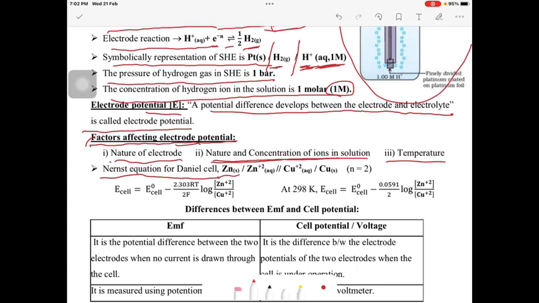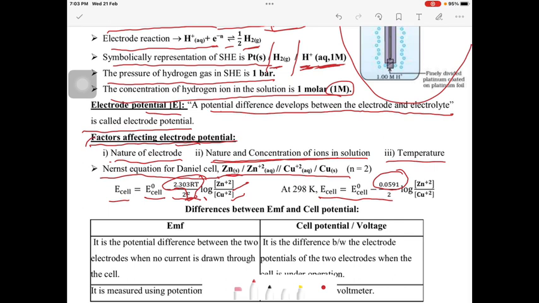Nernst equation for the Daniell cell. Daniell cell representation: Zn | Zn2+ || Cu2+ | Cu. Nernst equation: E cell is equal to E naught cell minus 2.303RT by 2F log [Zn2+] by [Cu2+]. When you take the entire value 2.303RT by F, that is equal to 0.0591.